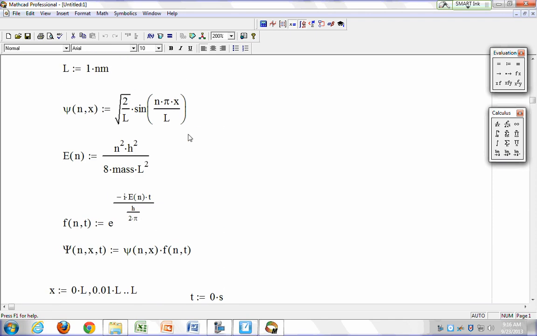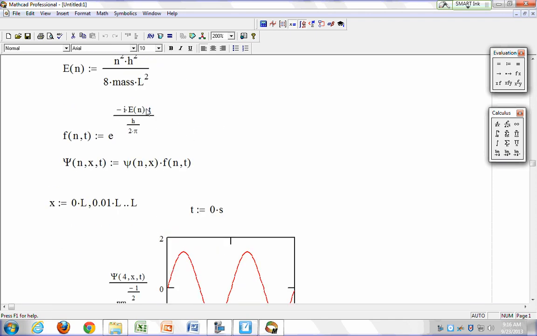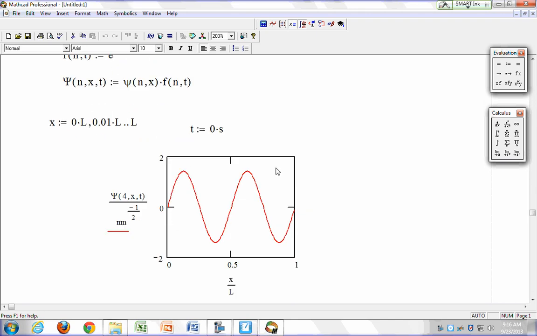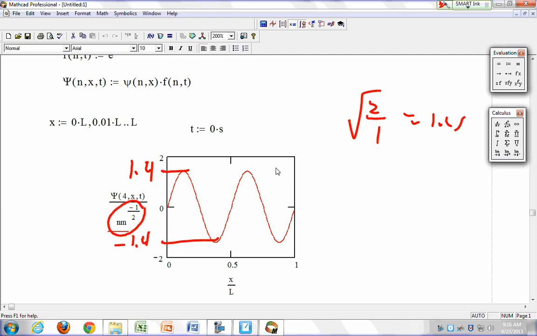Okay. Notice, what's the peak and bottom of your function? Your sine function goes from -1 to +1, right? So your minimum value is negative square root of 2 over L, and your positive value is square root of 2 over L. So this one right here is square root of 2 over 1, which is 1.4, and the minimum is -1.4. This is if you have the right units, okay? If you don't put that unit right there, you're going to see different numbers here. So make sure you specify the unit you're plotting.